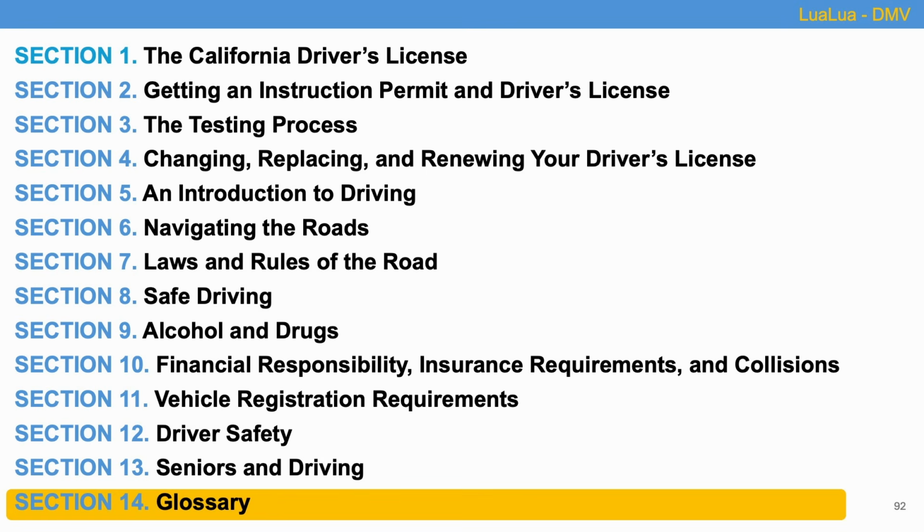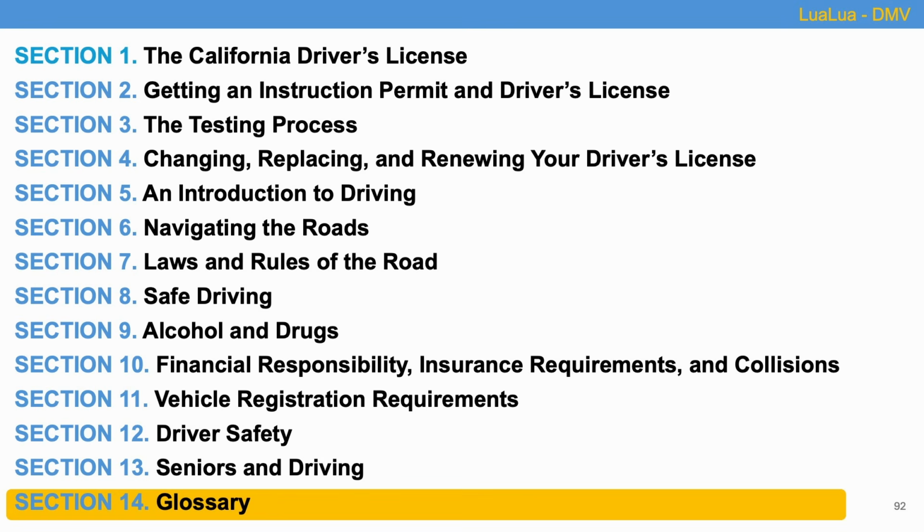3-second rule. A driving rule that helps you estimate how closely you should follow other vehicles. When the vehicle in front of you passes a certain point, such as a sign, count 3 seconds. If you pass the same point before you finish counting, you are following too closely. Traffic citation. Also known as a ticket, a traffic citation is an official summons issued by law enforcement for violating a traffic law.